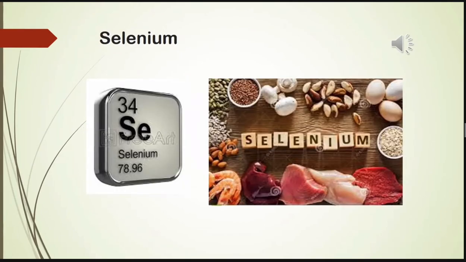The next mineral for discussion is selenium. Selenium has an atomic number of 34 and approximate atomic weight of 78.96. On the right are the foods that are rich in selenium.